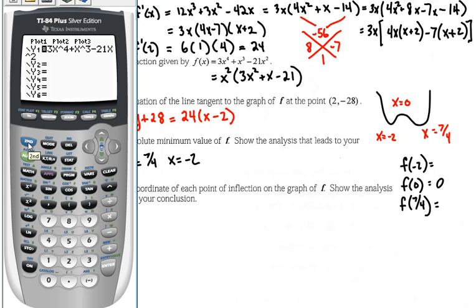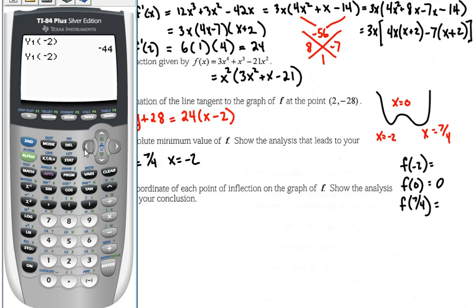Now what I'm going to do is go back to the home screen, and I'm going to reference that function and treat it as a function. So I go to variables, y variables, function, and y1. Put in parentheses, I'm going to type in -2, close parentheses, enter, and it gives me the value for y1 of -2.